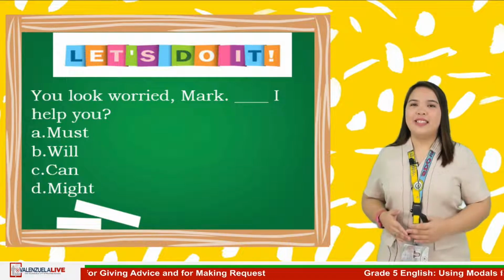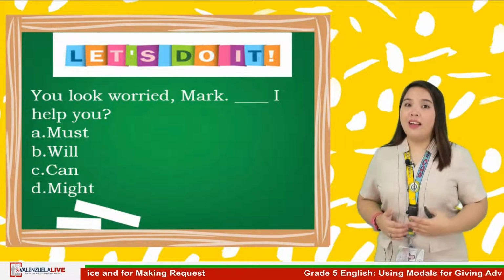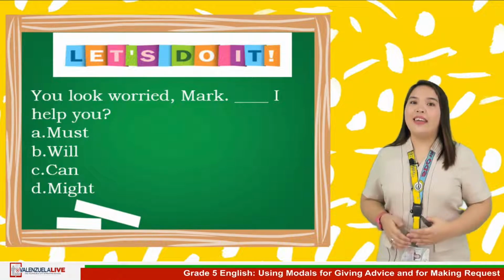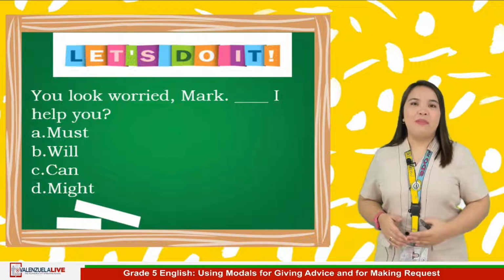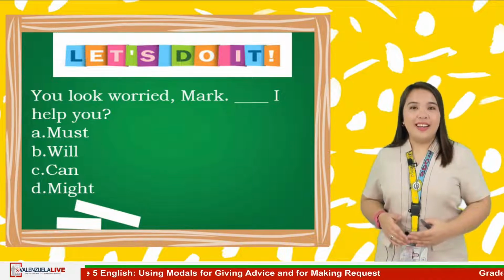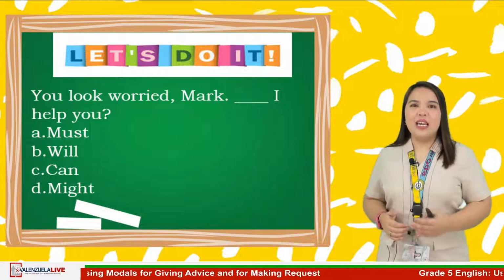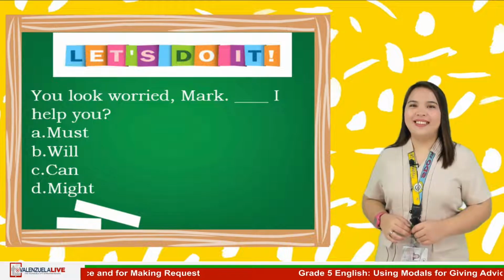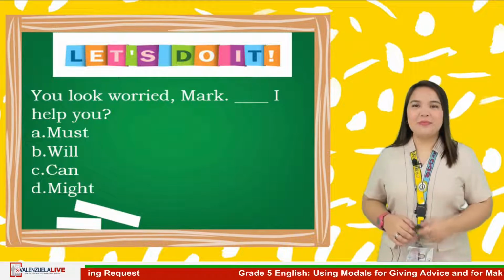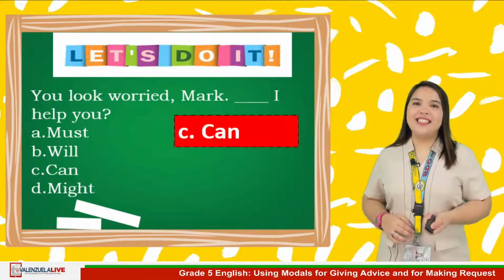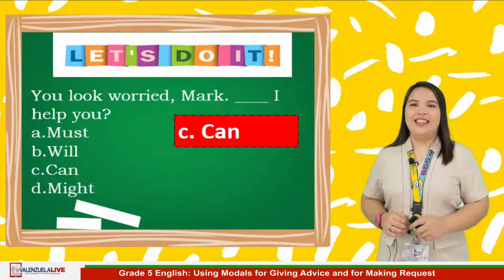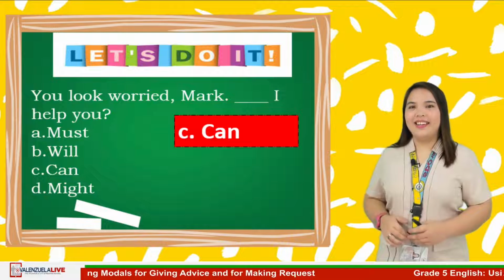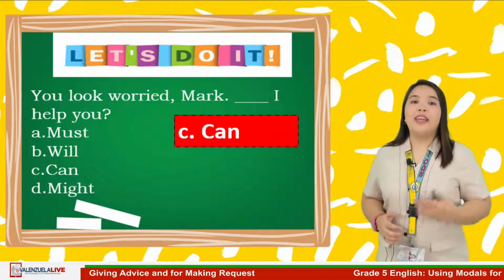First sentence. You look worried, Mark. Blank, I help you? Is it A, must, B, will, C, can, or D, might? Type your answer. The correct answer is letter C. You look worried, Mark. Can I help you?